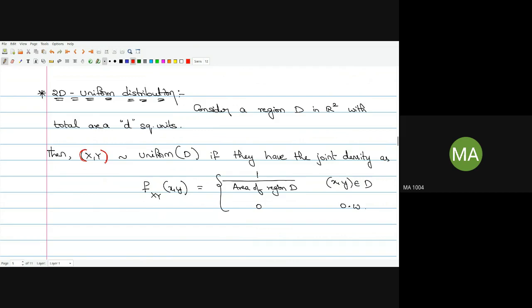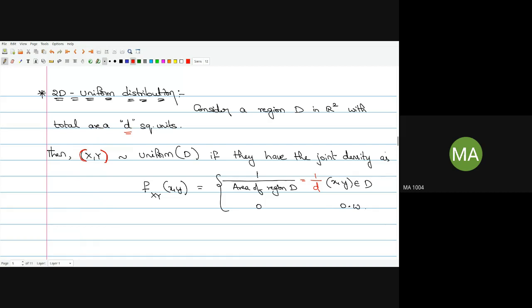So this is combined, joint. Now this is a new random variable. X comma y is a point on the xy plane. It's not a single variable now, it is two variables. So x comma y is uniform in the region D if they have joint density 1 by area of region D. If the area is D square units, then this will be 1 by D. If this joint density takes value 1 by D in the region D and 0 otherwise, then I can say x and y are uniform in the region D.